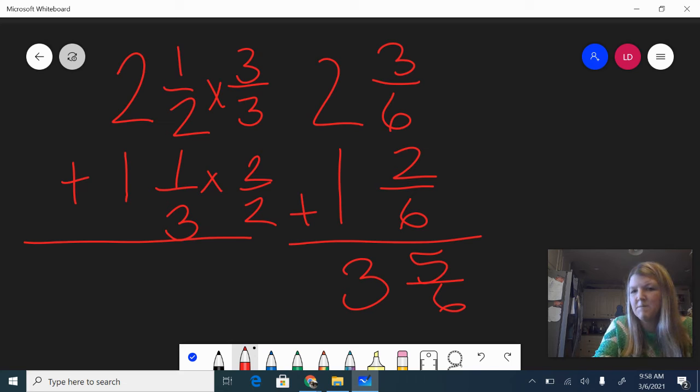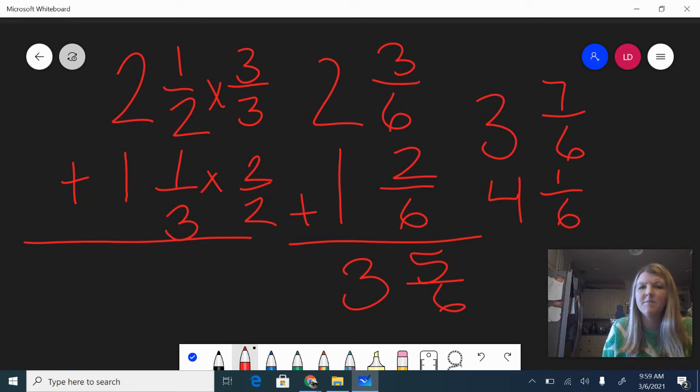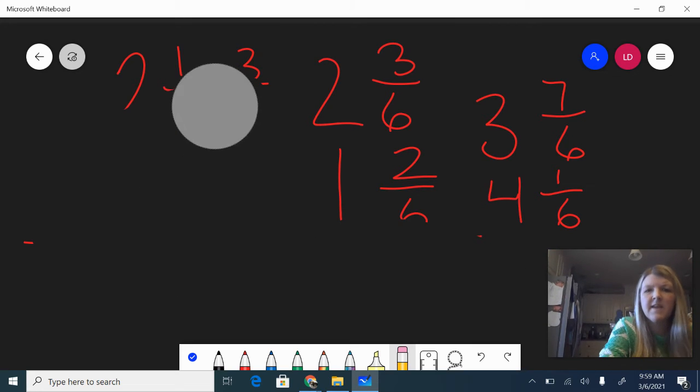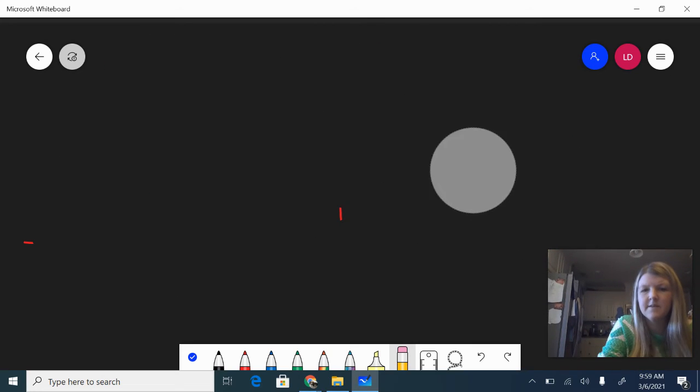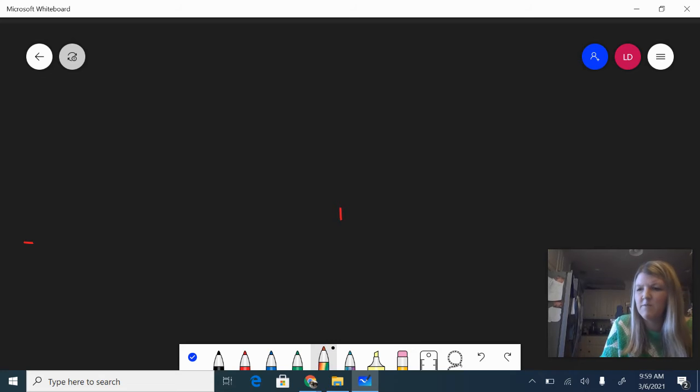If this would have ended up being, let's say that this was 7/6. So if I had 3 and 7/6, then I would go ahead and rename this. I know that 6/6 is going to make another whole, so I can add that to the 3, and then I have 1/6 left over. But as I'm going through the process, if I don't have to regroup, then I can keep the fractions and the whole numbers separate. But now if we were multiplying, let's look at what happens when we multiply.